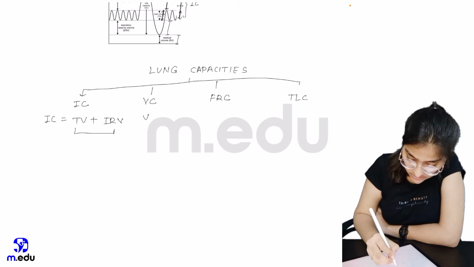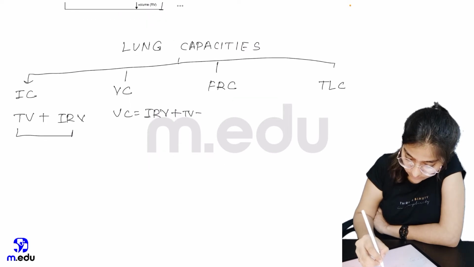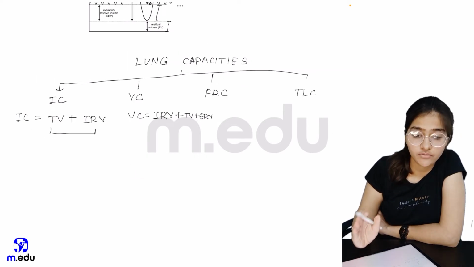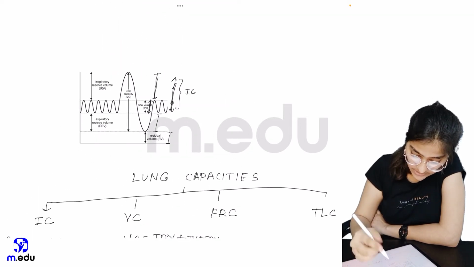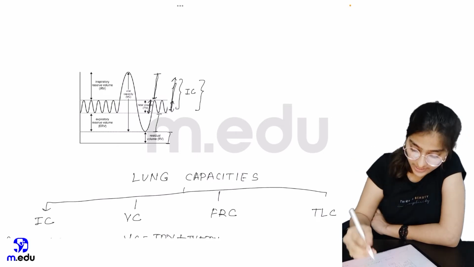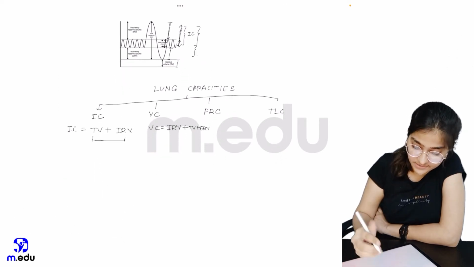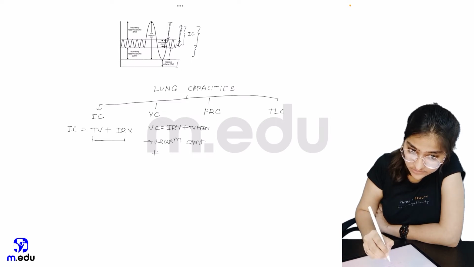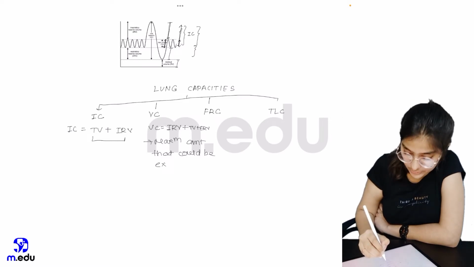Vital capacity is equal to IRV, that is inspiratory reserve volume, plus tidal volume plus expiratory reserve volume. Now how can we define vital capacity? It is the maximum amount of air that could be expired after deep inspiration. In deep inspiration, we inspire tidal volume plus inspiratory reserve volume. Now we have to expire forcefully, and so it includes expiratory reserve volume. So vital capacity can be defined as the maximum amount that could be expired after forceful inspiration.